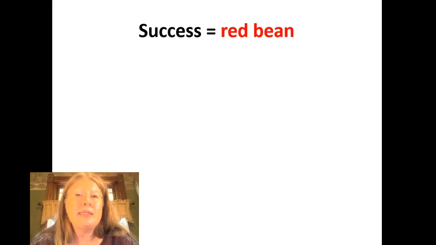So in this case, success would be getting a red bean. We're imagining we're going to take a sample and look at each of the beans, and if it's red, we say yes, we have success, we have a red. If it's orange or if it's white, we would say no, we have no success, there's failure. So we're going to count the number of successes, the number of red beans in our sample.